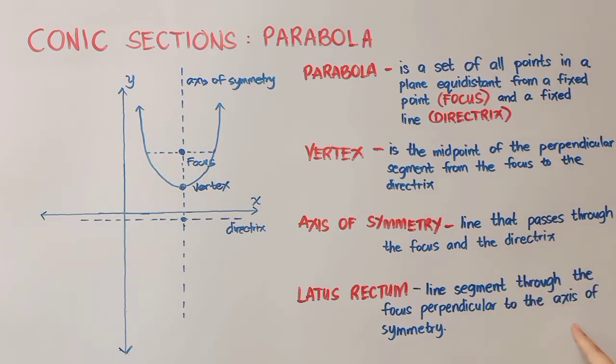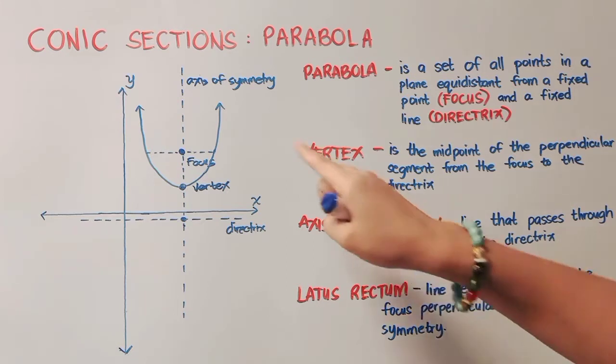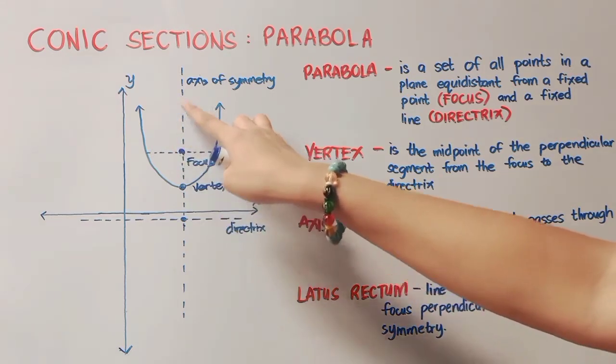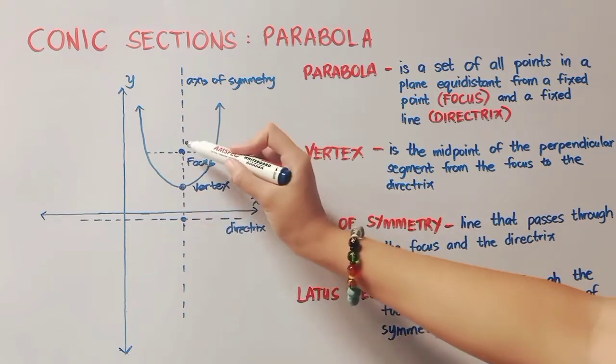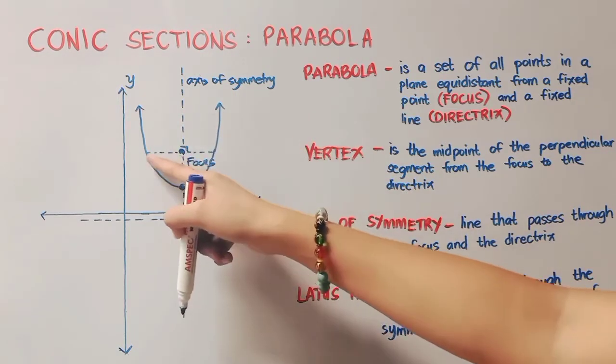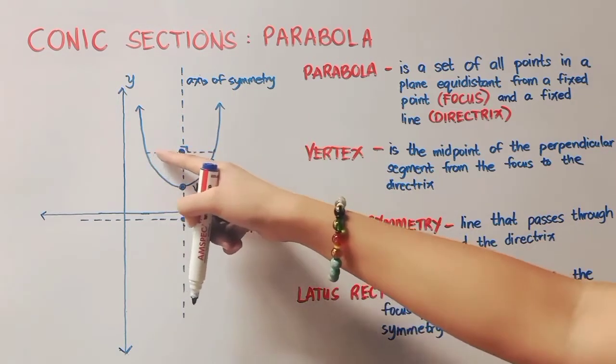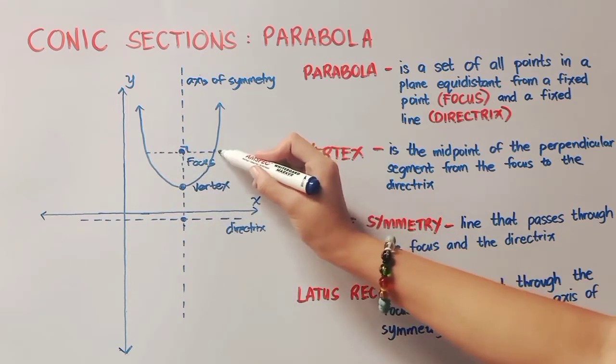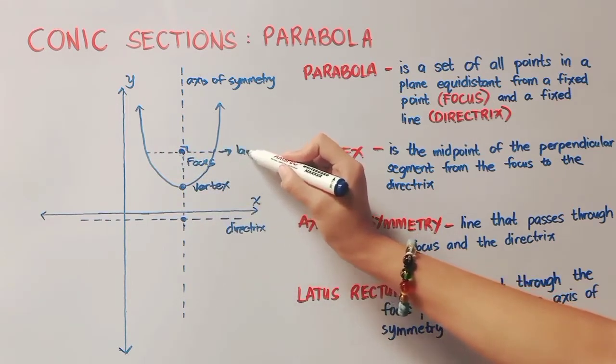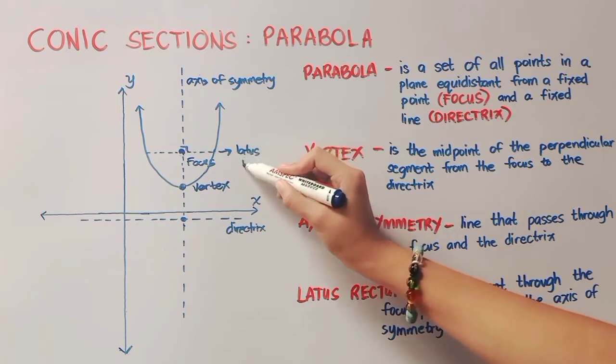This is also the line that divides the parabola into two mirror images. Latus rectum is a line segment through the focus perpendicular to the axis of symmetry. Here's our focus and our line of symmetry. This segment here is perpendicular to the axis of symmetry and passes through the focus. Therefore, this is our latus rectum.